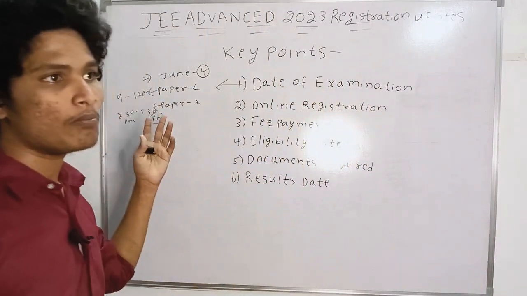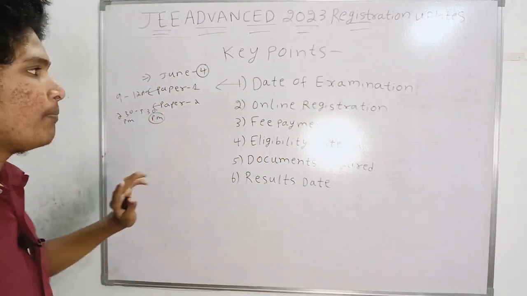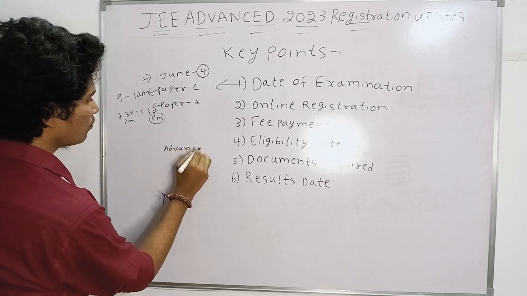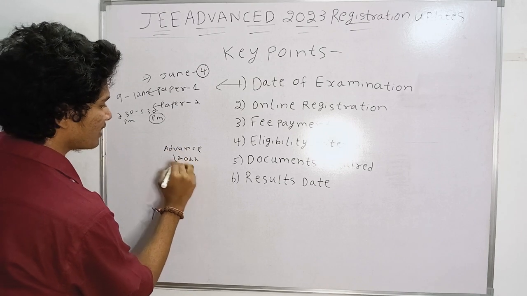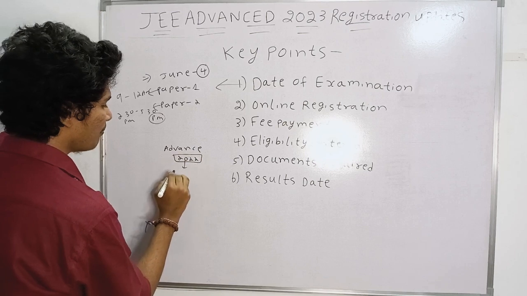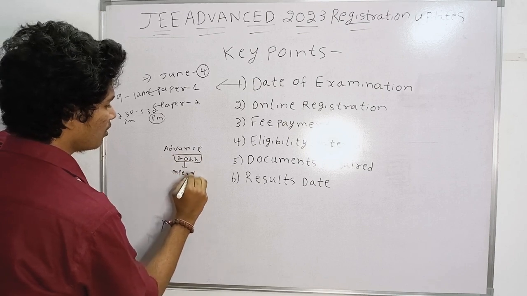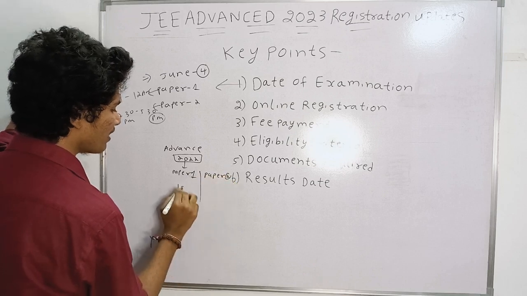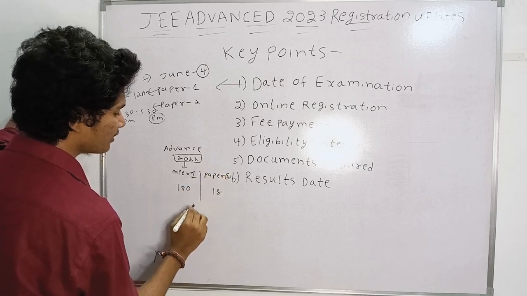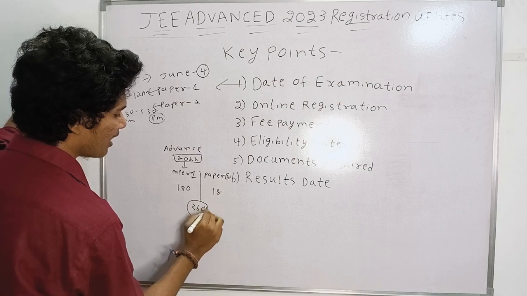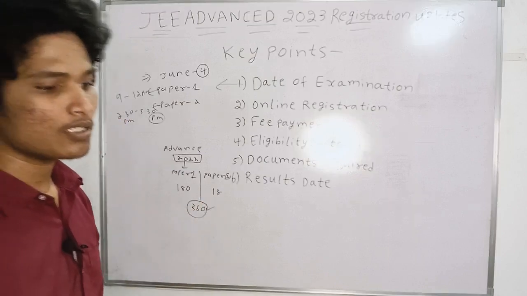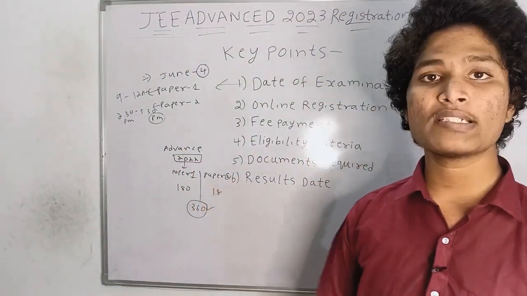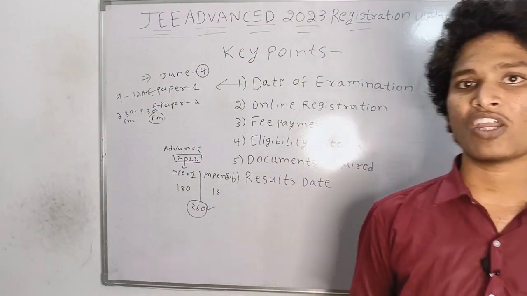And what is the marks distribution for these papers? Basically, when I wrote JEE Advanced 2022, the pattern was paper 1 and paper 2, and the marks distribution was 180 each. So the total was 360. But it is not clear that this year also this pattern will follow, because nobody can say what the JEE Advanced pattern will be.